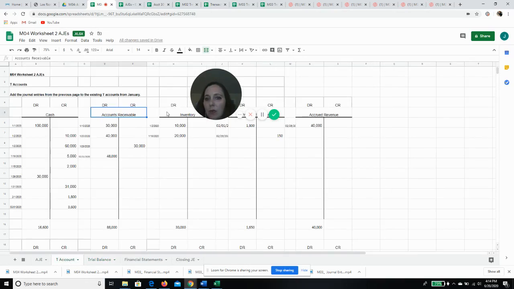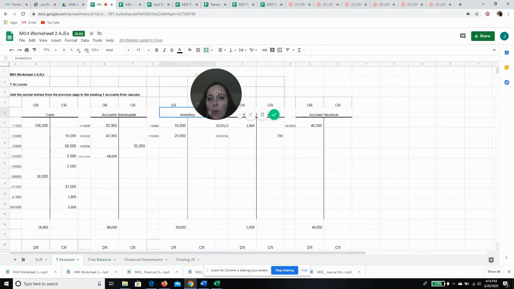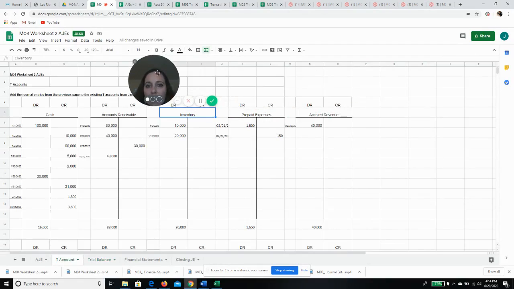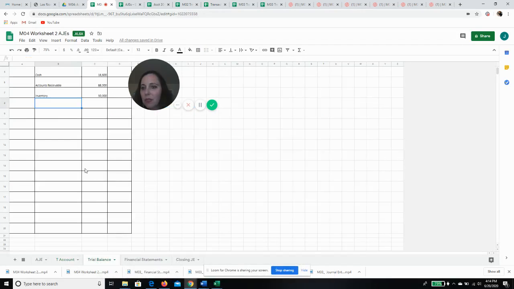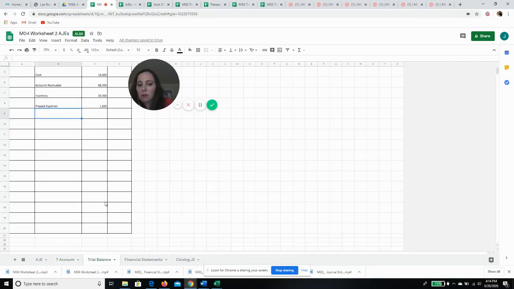Alrighty. Moving on. I have inventory has a 30,000 debit. Inventory has a 30,000 debit. Okay. Now my head's in the way. Prepaid expenses have a debit of 1,650. 1,650. All right. Accrued revenue has a debit balance of 40,000.